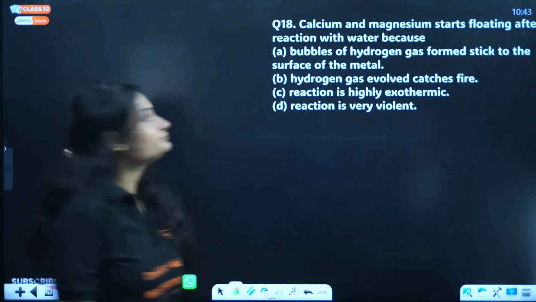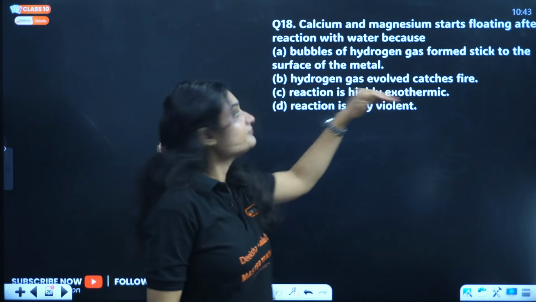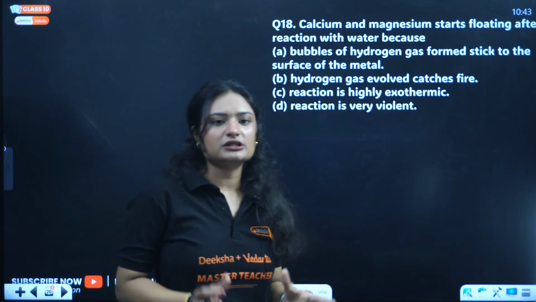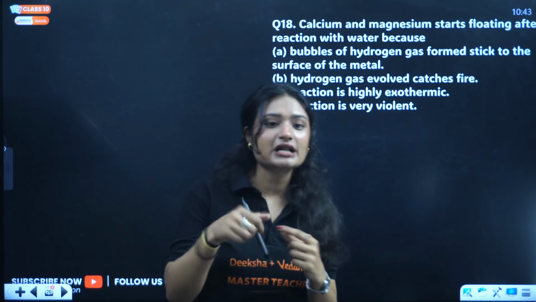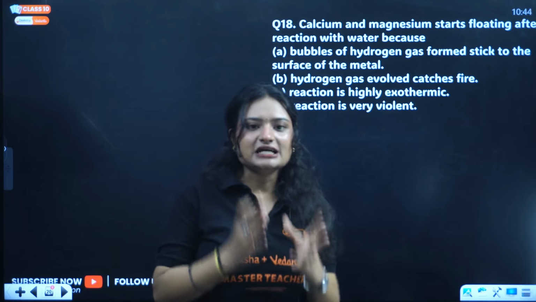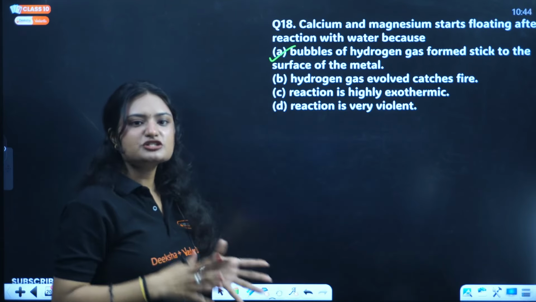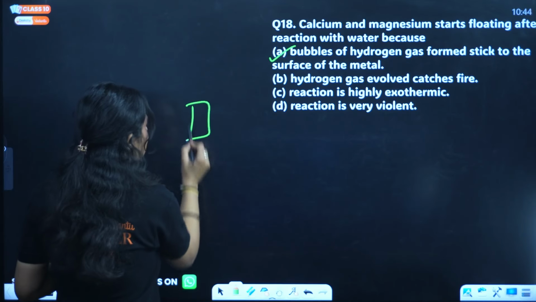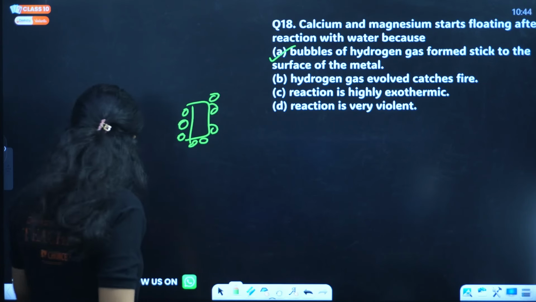Next question. Calcium and magnesium start floating after reaction with water, because when you treat calcium and magnesium with water, they do evolve hydrogen gas, yes, but this hydrogen gas sticks around the metal and thus makes the metal float. So the correct answer is A. Bubbles of hydrogen gas formed stick to the surface of the metal and thus your metal starts floating. These are the bubbles of hydrogen.